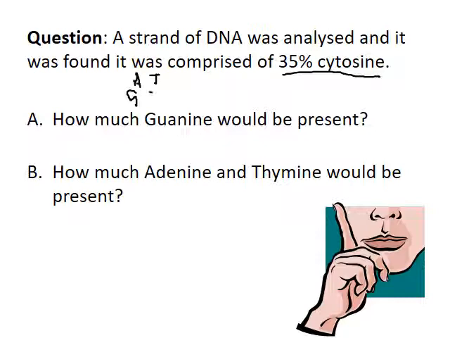G always joins with C. So adenine always joins with thymine. Guanine always joins with cytosine. So if that molecule's got 35% cytosine, well, those cytosines must be paired with the same amount of guanines. So therefore it must also have 35% guanine. 35% and 35% makes up 70%. So of the 30% of bases that's left, half must be A's and half must be T's. So 15% adenine, 15% thymine.